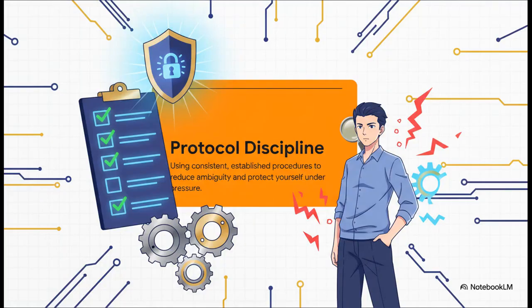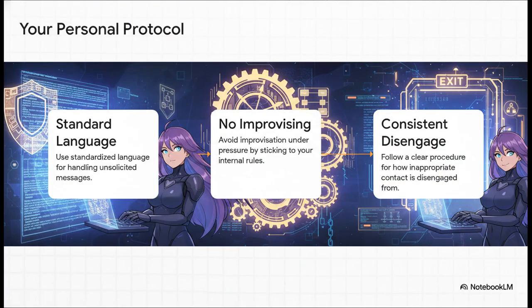Another key part of your plan is protocol discipline. There's a reason security teams live and die by their checklists and protocols, because under pressure, humans make mistakes. Having a consistent protocol takes the guesswork out of it and helps you make the right move even when you're totally stressed out. So let's build your personal protocol. It's really just 3 simple steps.